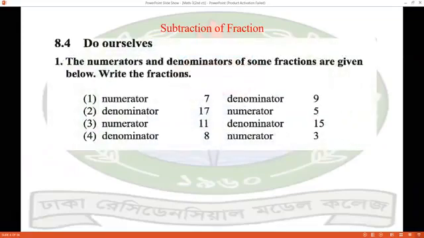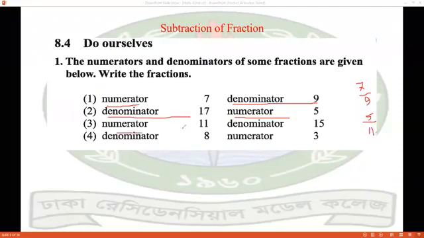Here, the numerator and denominator of some fractions are given below. To write the fraction, we can write these types of fractions easily. Numerator 7 and denominator 9, so the fraction will be 7 by 9. Here denominator 11 and numerator 5, so the fraction will be 5 by 11.